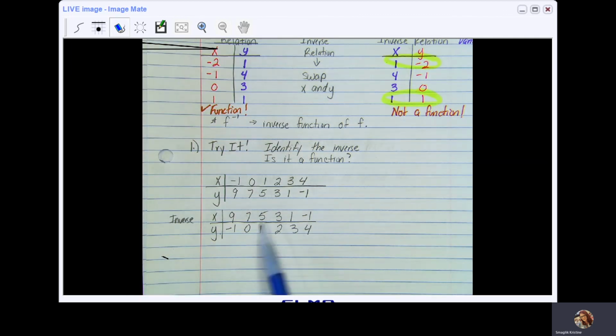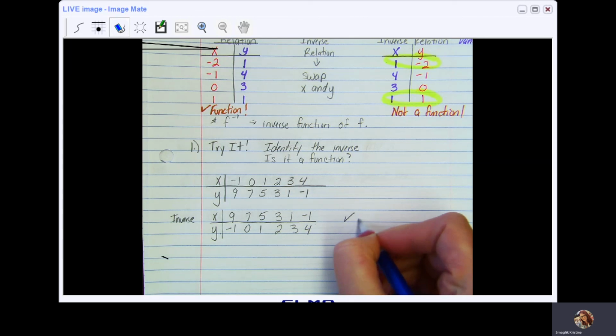And now let's take a look. Notice here your x values do not repeat at all. So therefore, each x value has only one y value. So this is a function.